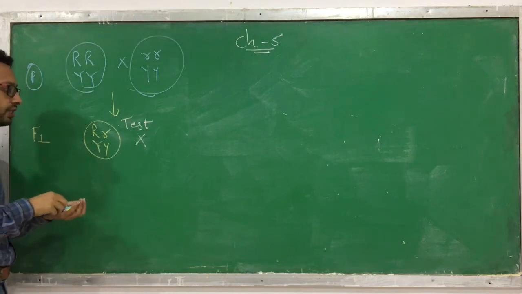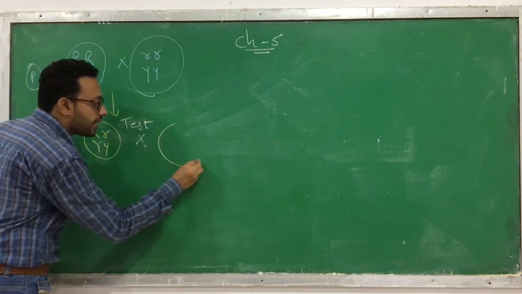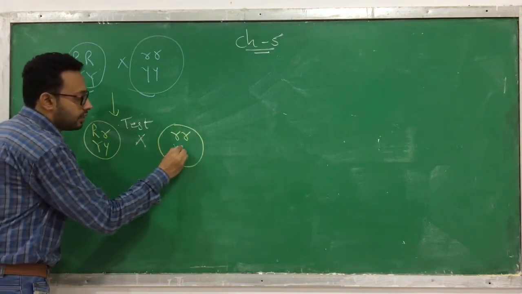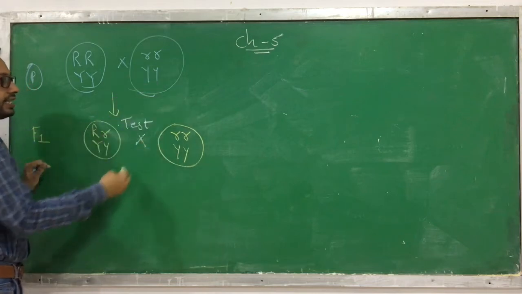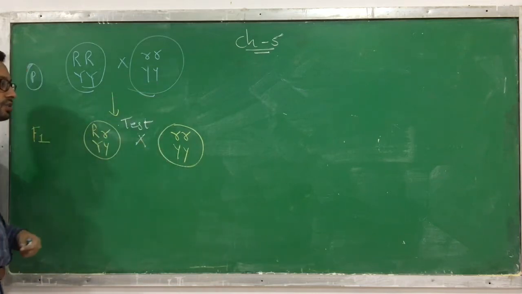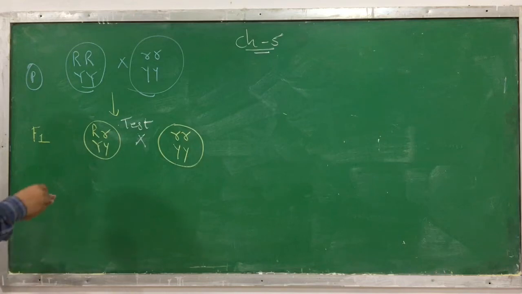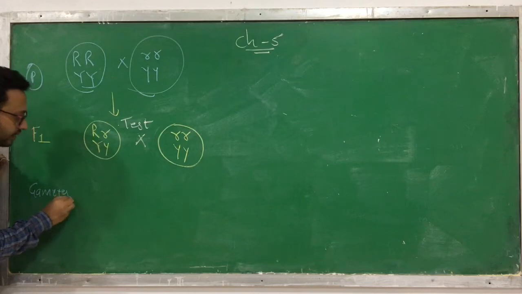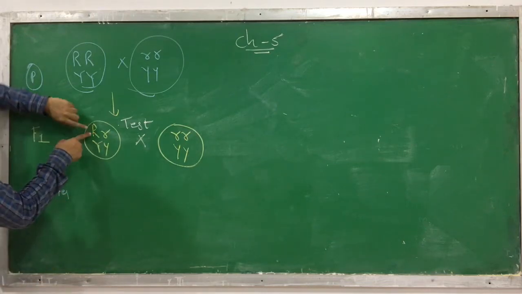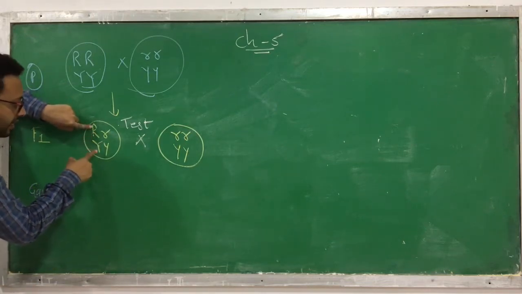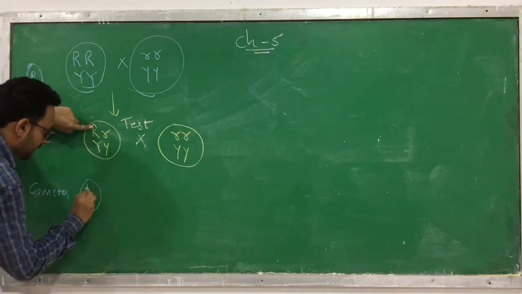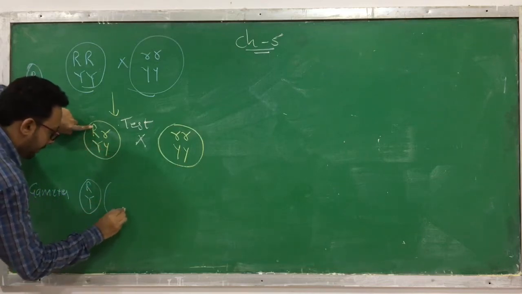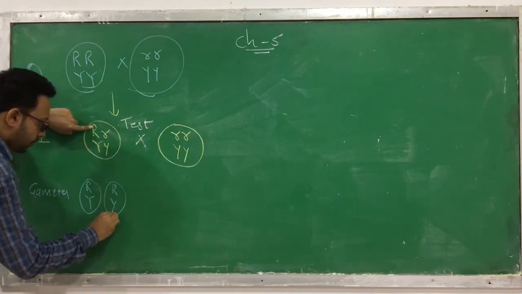In the test cross, you know that we have to cross it with a homozygous recessive. Homozygous recessive means the recessive character: small r, small r, small y, small y. Instead of a self-cross, we are doing a test cross. Now see what gametes are going to be produced, and then we will see the results in the F2 generation. You know how to form gametes. The first gamete is capital R, capital Y. Second, capital R, small y.